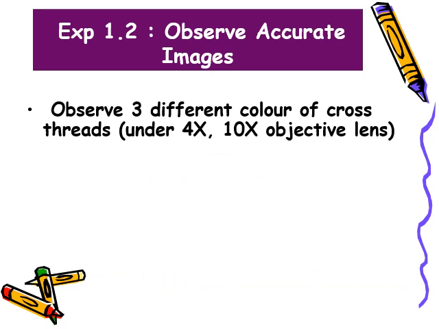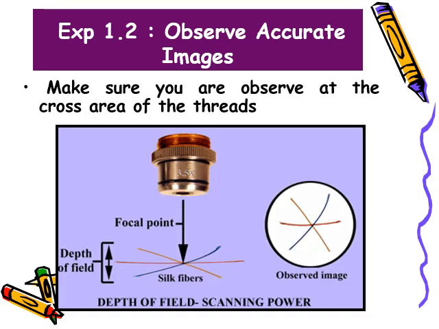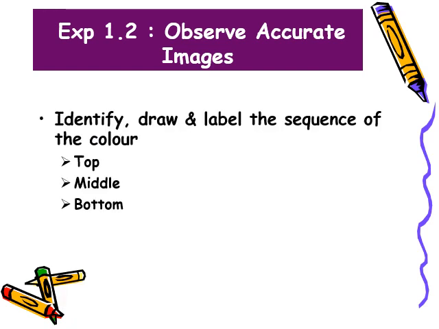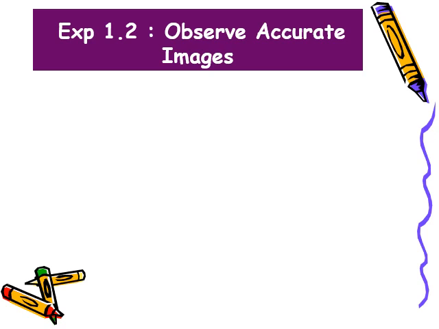For experiment 1.2, the student should observe 3 different colors of cross thread under 4x and 10x objective lens. Students should make sure to observe the image of the cross thread. Students should identify, draw, and label the sequence of the color of the top thread, middle thread, and bottom thread.